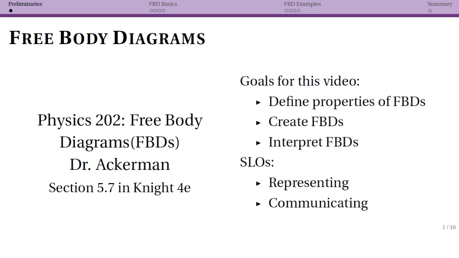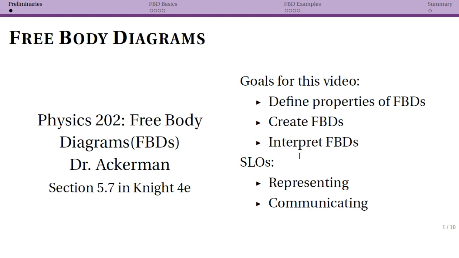So in these videos, we're going to be looking at free body diagrams, which I always abbreviate FBD. So FBDs are just free body diagrams. We're going to define what properties they have. What should you always do if you're drawing a free body diagram? And then we're going to look at creating some free body diagrams and interpreting some free body diagrams. So I'm trying to give you some examples here.